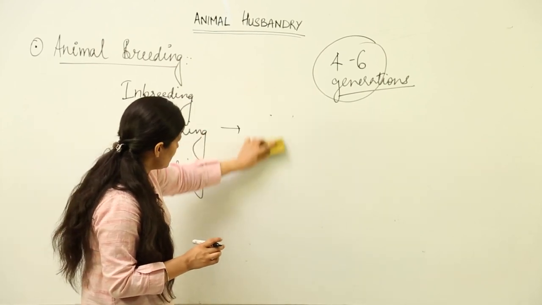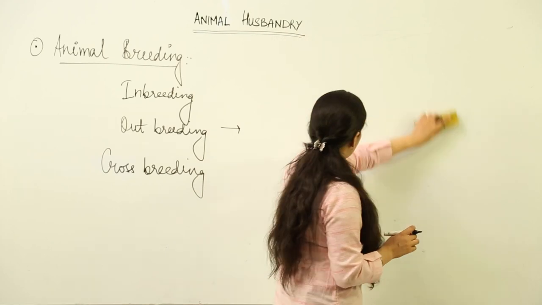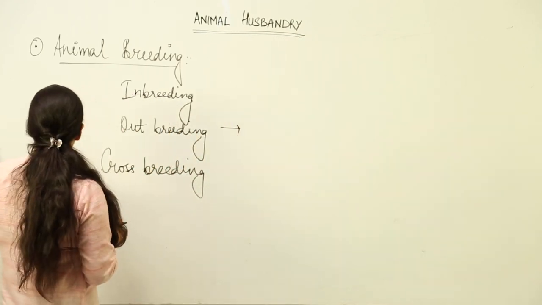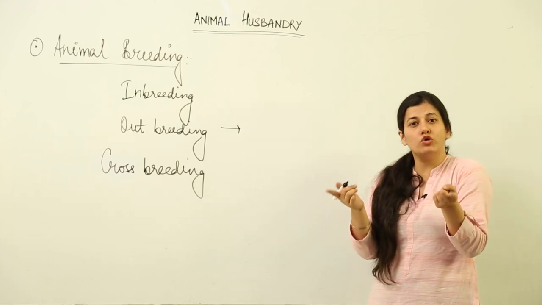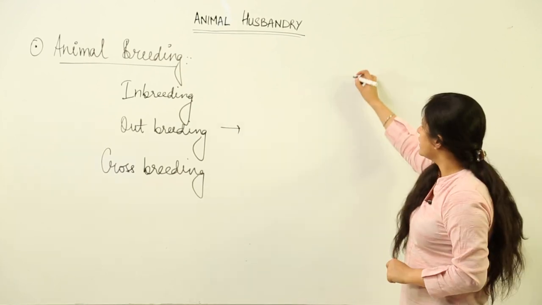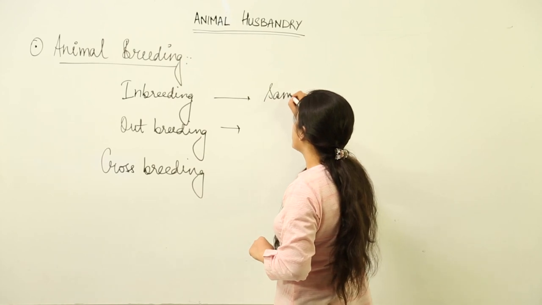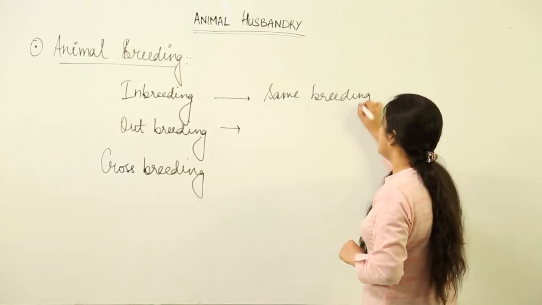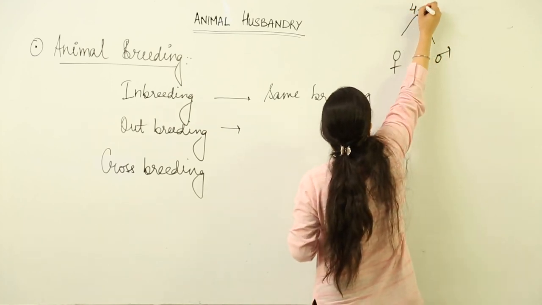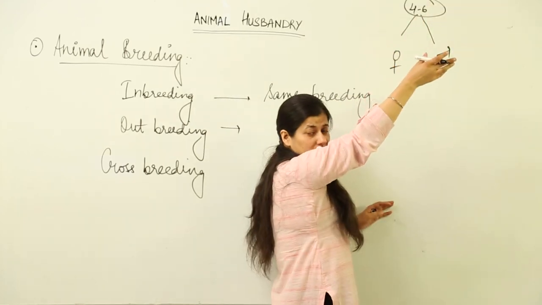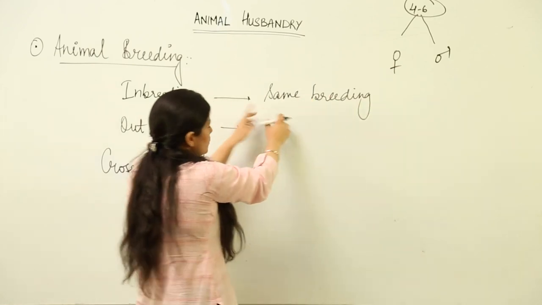Now we aim at improving the breeds by various methods. Supposedly you have a superior cow and a superior bull in a dairy farm, so you're going to inbreed them. They belong to the same breed, so going back 4 to 6 generations, they have the same ancestors. We call it inbreeding when the male and female being bred belong to the same breed, but the offspring would be different, of course. When those offspring are bred among themselves, that is known as inbreeding.